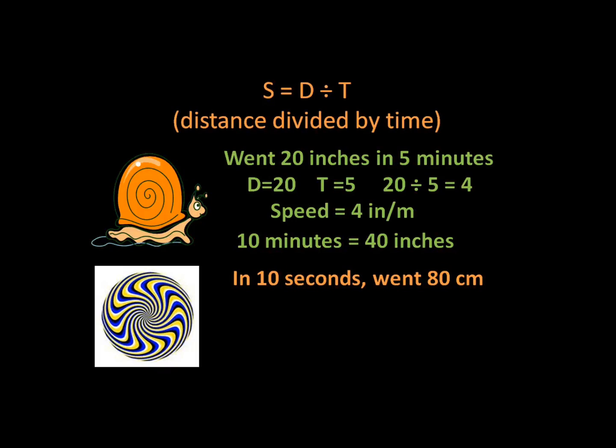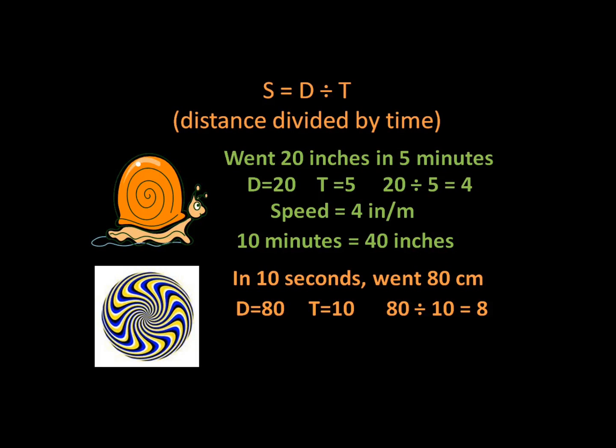Okay, let's do the marble. The total distance was 80 centimeters, and the total time was 10 seconds. Plug in the speed formula. Speed equals distance divided by time. So we have distance, 80 centimeters, divided by time, 10 seconds. 80 divided by 10 equals 8.